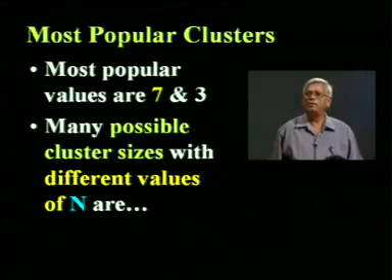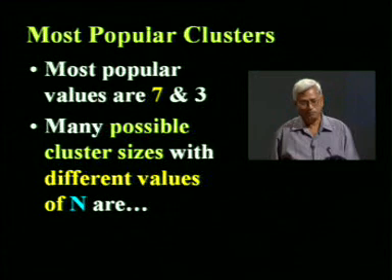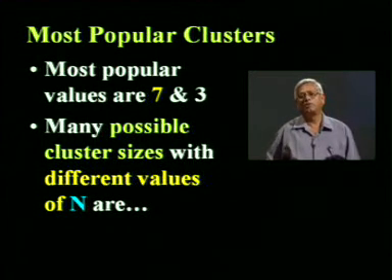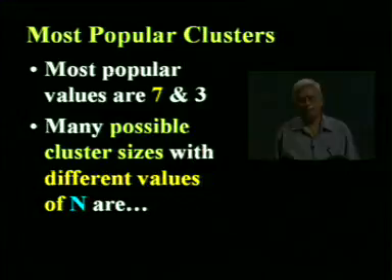What are the most popular cell clusters? The most popular cell clusters are 7 and 3. There may be many possible clusters which have different values of N, but depending upon the requirement we have to choose the popular clusters.